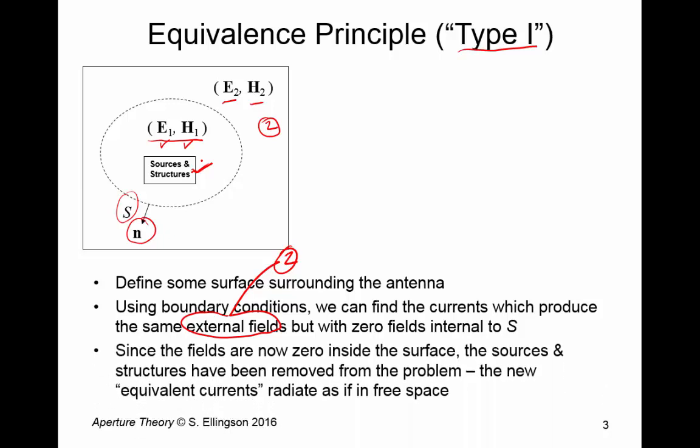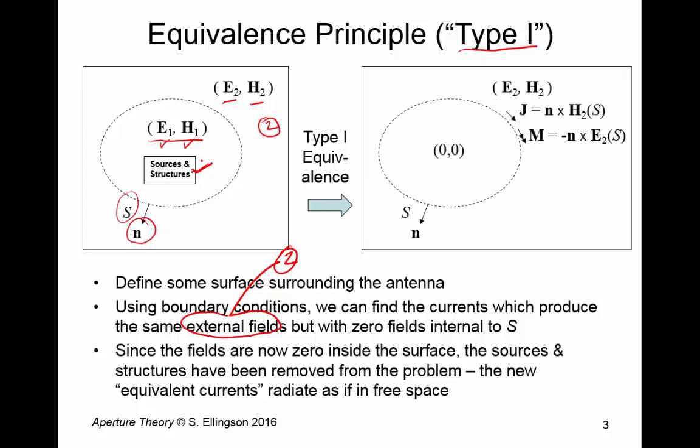Since the fields will be zero inside the surface, the sources and structures will have been removed from the problem, and those new equivalent currents will radiate as if they're in free space. So here's the idea now executed. We have the fields in region 1 required to be 0. We have the same fields in region 2 that we had in the previous problem. So in region 2, nothing has changed as far as the fields are concerned. But in order to make this consistent, now we must identify surface currents which resolve the equivalence.